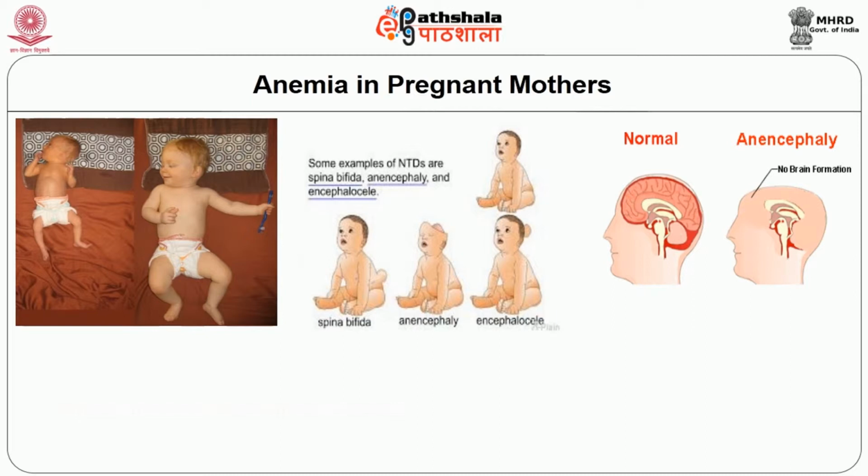because of folic acid deficiency, no brain formation occurs, that is called anencephaly, and also the abnormality in the spine in the lower back that leads to spina bifida, or abnormal brain tissue formation that is called encephalocele. These are all the neural tube defects that occur in folic acid deficiency that leads to anemia. So always remember, anemic mothers make anemic babies.